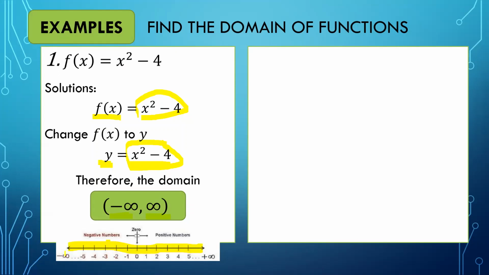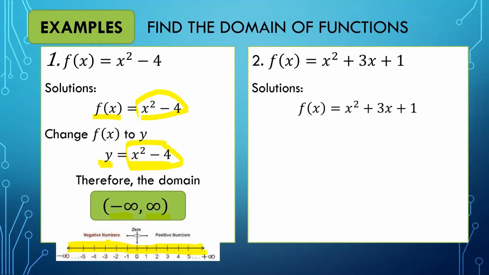So that is from negative infinity to positive infinity. And next we have number 2. f of x is equal to x squared plus 3x plus 1. So solution, so again, f of x is equal to x squared plus 3x plus 1. Change f of x to y. So from f of x, we write this one as y, then copy the entire expression.